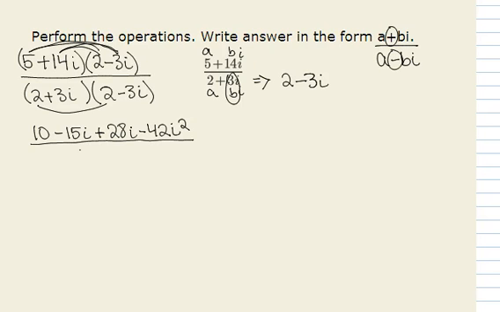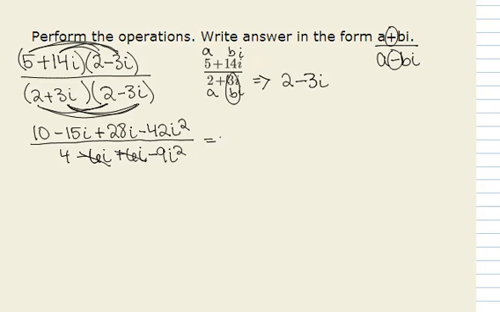And now the denominator. 2 times 2 is 4. 2 times negative 3i will give us negative 6i. Positive 3i times 2 will give us plus 6i. So as you can see, these terms will cancel. And then positive 3i times negative 3i will give us negative 9i squared.